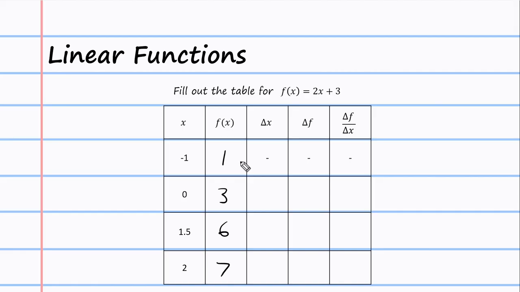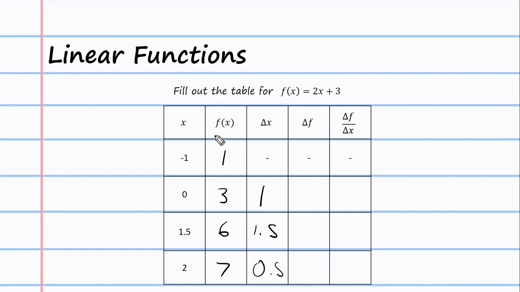All right? Now let's calculate delta x, which is your change in x. So what's the change in x from -1 to 0? Well, x increases by 1. What's the change in x, the difference in x from 0 and 1.5? It's just 1.5. What's the difference in x between 2 and 1.5? It's 0.5.